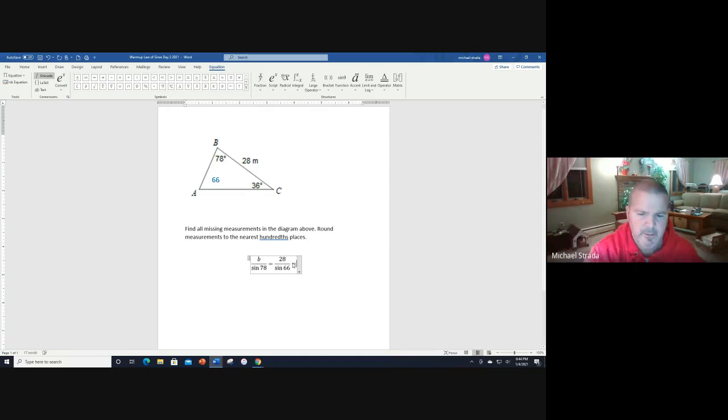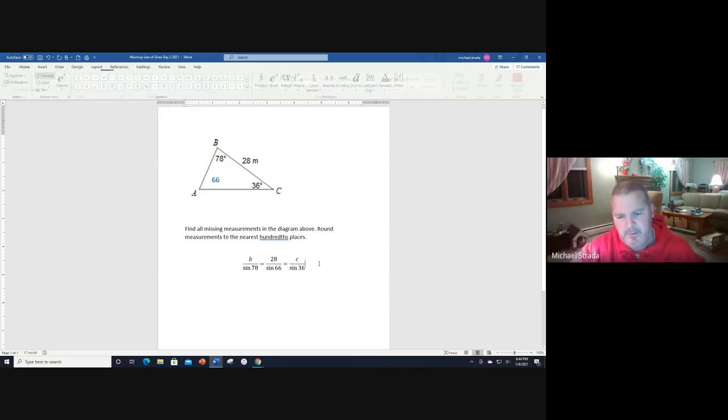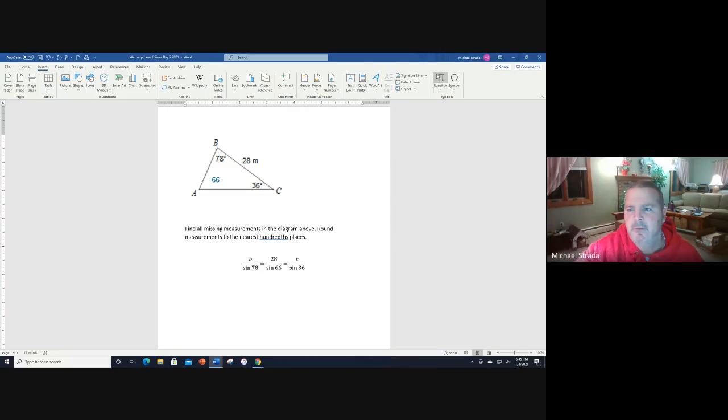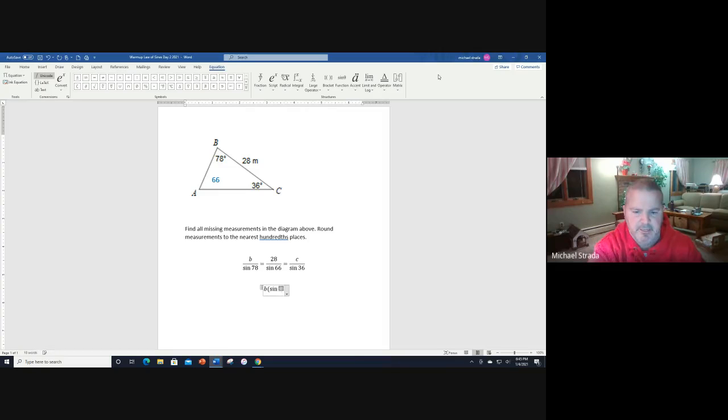Then we create a third fraction with the third one, which is little letter C over here. That is opposite the 36-degree angle, so sine 36. Now we're going to cross multiply. The first one involves B. B is going to be multiplied by sine 66. You don't have to put the parentheses, I'm just doing that to separate. It equals 28 times the sine of 78.